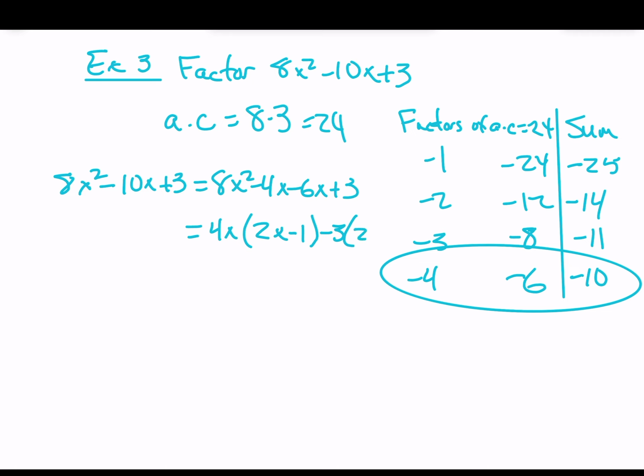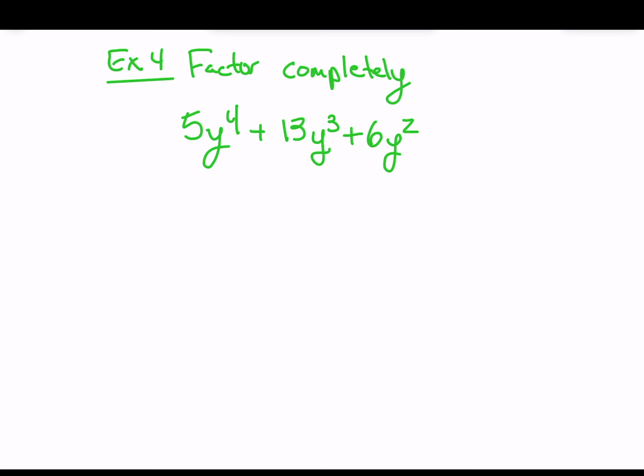And the negative 6x and the 3 have a negative 3 in common. And so that's 2x minus 1 again. We have a common binomial factor of 2x minus 1. And so we have 2x minus 1 times 4x minus 3.